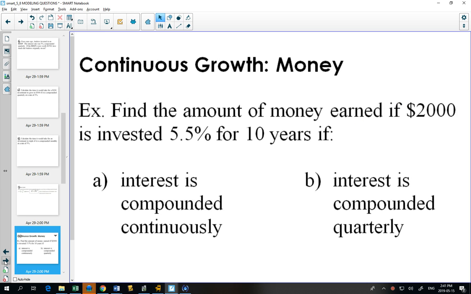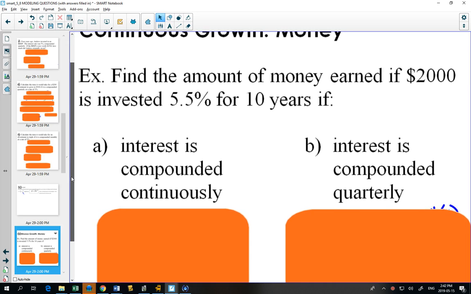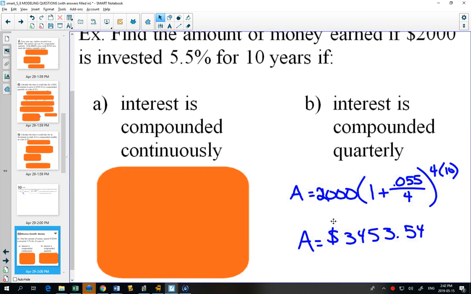Find the amount of money earned if $2,000 is invested at 5.5% interest for 10 years if the interest is compounded quarterly or if the interest is compounded continuously. We're going to start with the quarterly one, because that's the formula we've used already. If you plug everything in, A, 2,000 is the amount, interest rate as a decimal, quarterly means 4 times a year for 10 years.